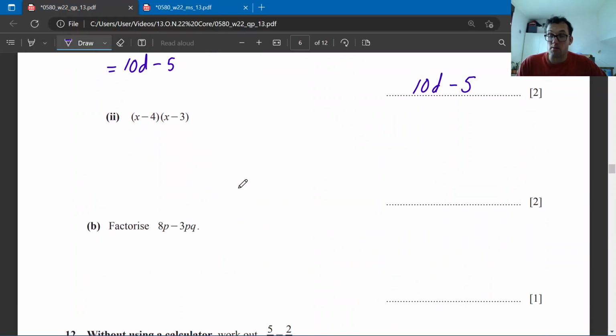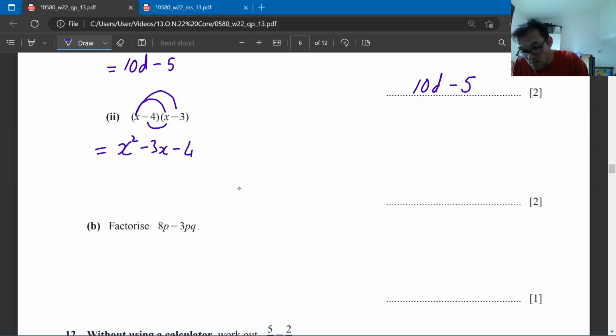Next one, this is now double brackets. We need to do the first with the first, the first with the last, the last with the first, and the last with the last. You understand that? First with the first, x times x, x squared. Then x times minus 3, minus 3x. Remember, multiplying: minus 4 times x, minus 4x.